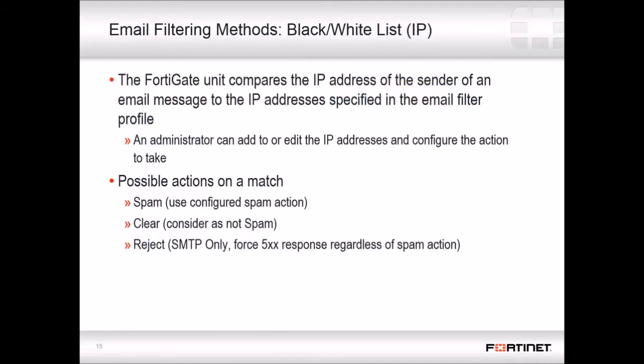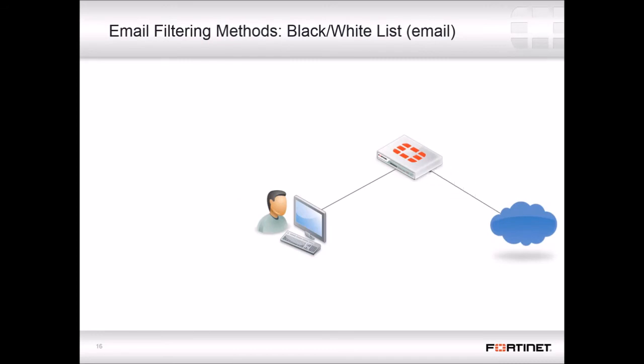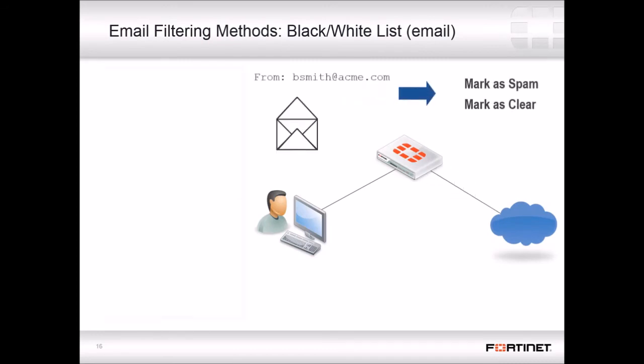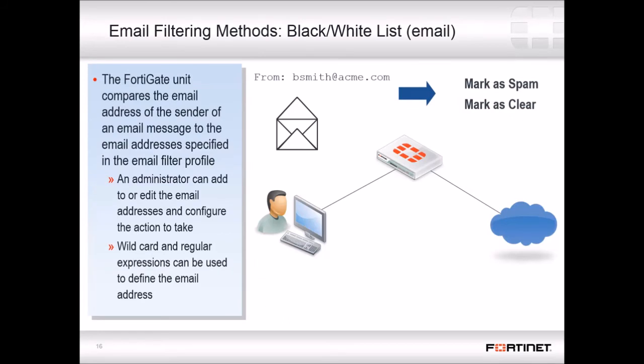There is also a locally maintained black/whitelist. IPs on this list can have an action of spam, clear, or reject. Spam instructs the FortiGate unit to use the spam action in the profile. Reject tells it to refuse delivery of the SMTP message, and clear is when you want to stop further inspection and simply allow the FortiGate unit to pass the mail through. This is usually because you trust the sender. You can also put email addresses and domains on a local black/whitelist. The main difference is that IPs are processed much sooner in the list of spam checks than emails.